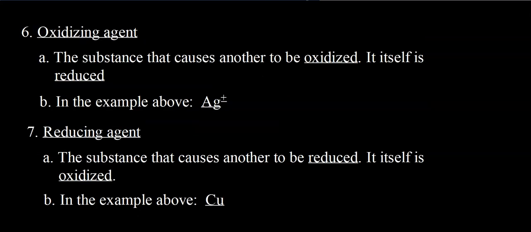Next up, some more vocabulary. Be careful, a lot of times students mess these up. Oxidizing agent. Seems like a fancy word. The oxidizing agent is the chemical that causes something else to be oxidized. It causes something else to lose electrons. Well, how does it do that? Well, if it's causing something else to lose electrons, it itself must be gaining those electrons. So the oxidizing agent is itself reduced.